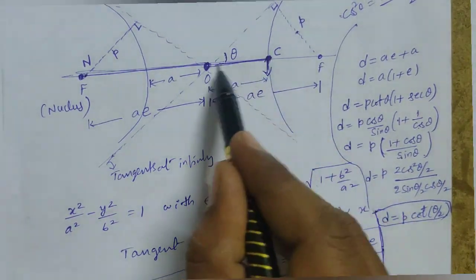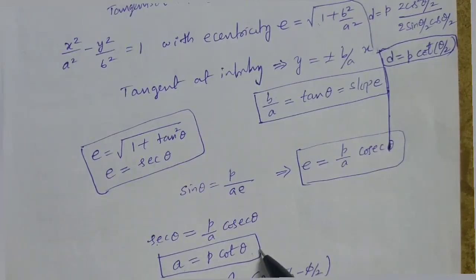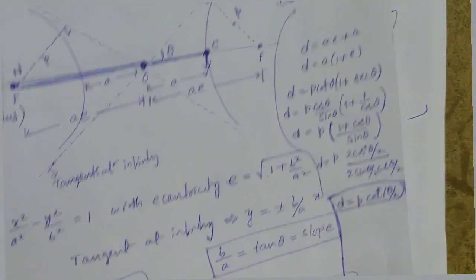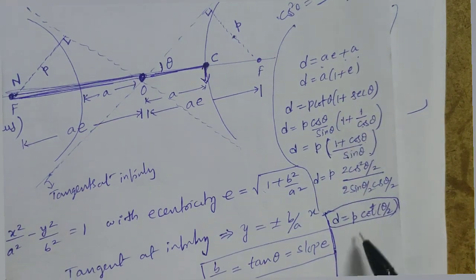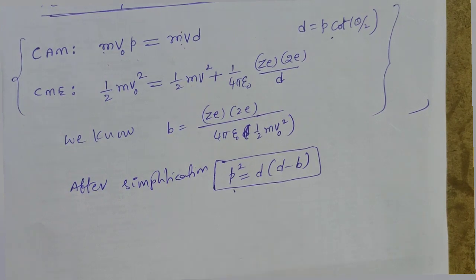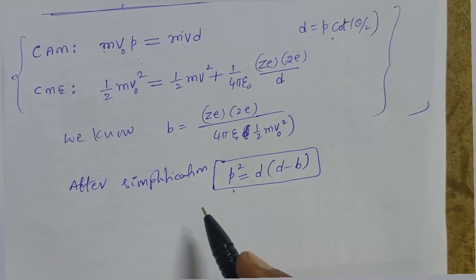This distance is already A. This distance is A multiplied by E, the eccentricity. We know already the A value and we know already the eccentricity value. So that means D value is equal to AE plus A. I did a little bit of manipulation and I got this P cot theta by 2. So now substitute here. What value will I get?